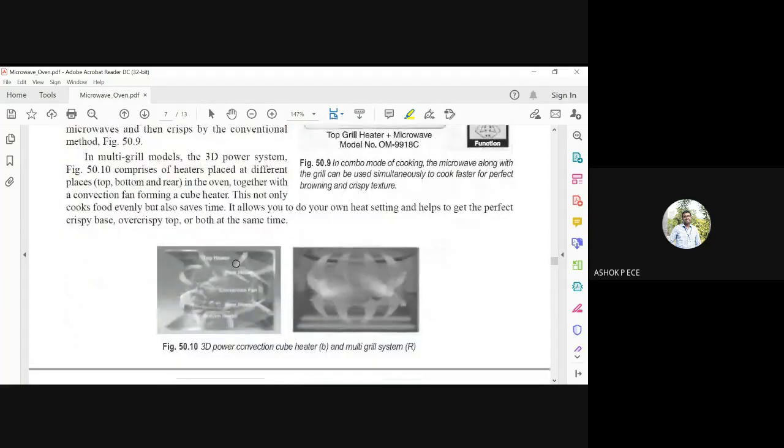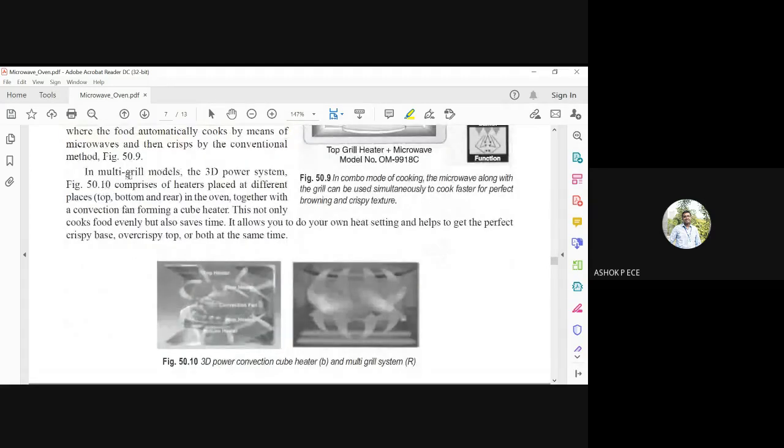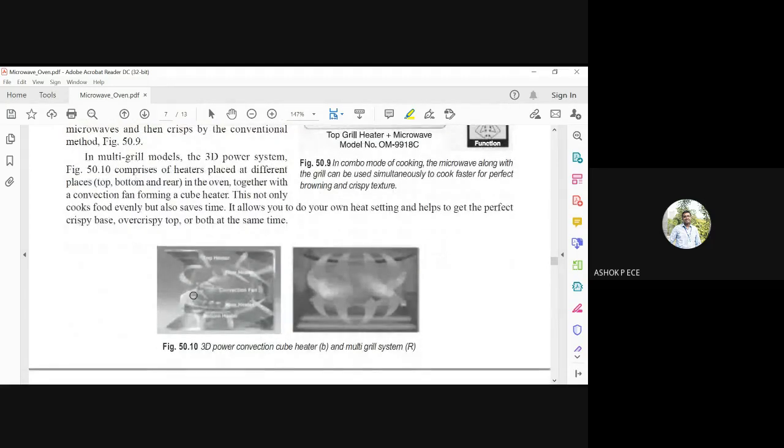And in the multi-grill model, as you see here, it has several heaters placed at different places, top, bottom, left and right, or front and back, together with a convection fan forming a cube heater. So it will look as though the entire food is completely heated. So this not only cooks your food evenly, but also saves your time. It allows you to do your own heat setting and helps to get the perfect crispy base and the uncrispy top at the same time.